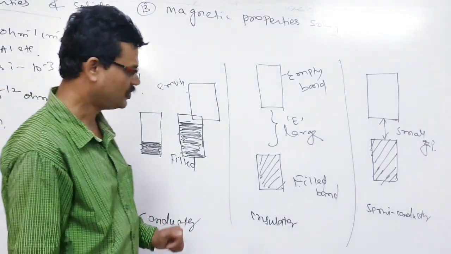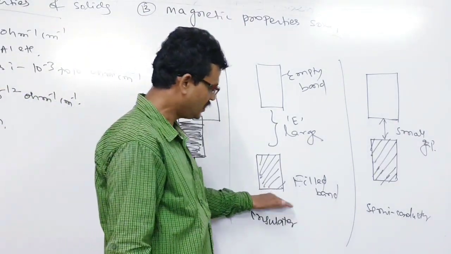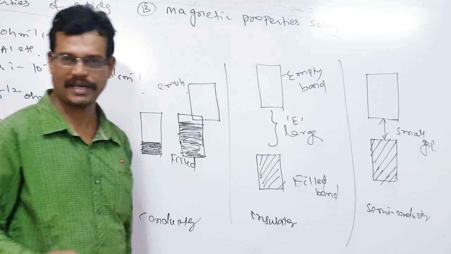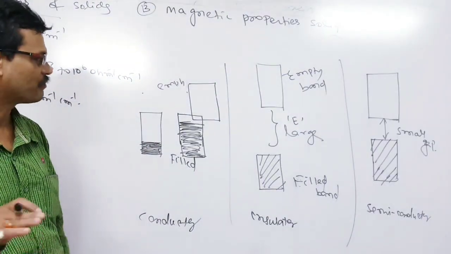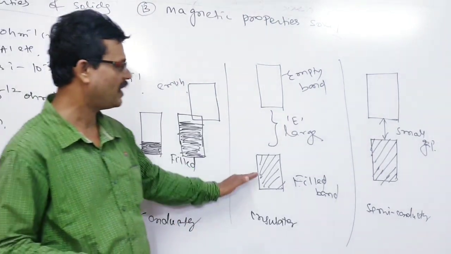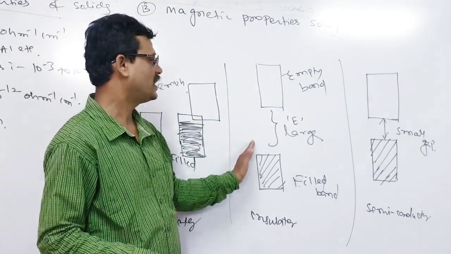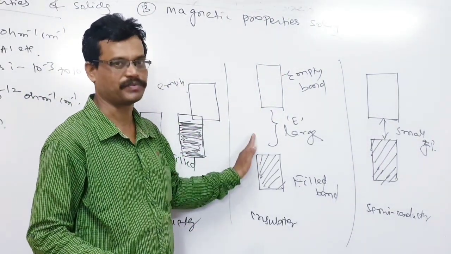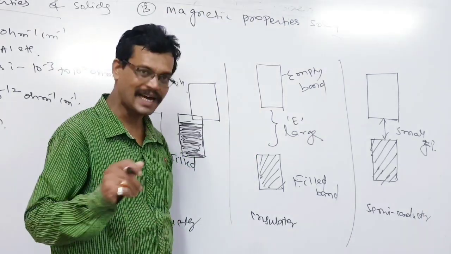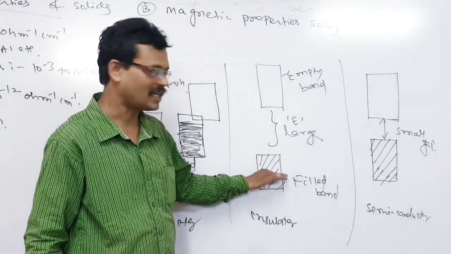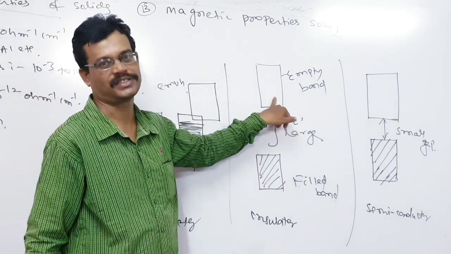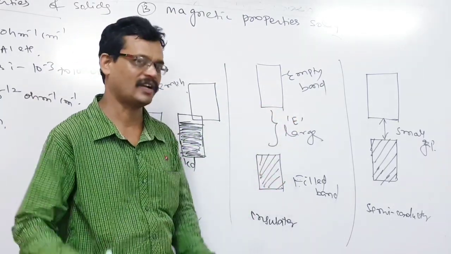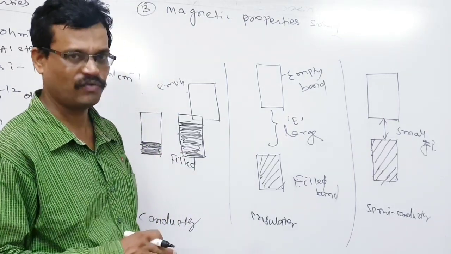Okay. Now you see, if you come to the insulators, where no current flows, or if it flows, it is to a very negligible extent. Here the filled band and empty band are separated by a very large gap. Due to this large gap, what happens? The electrons in the filled band cannot move to the empty bands. Hence, the electron cannot jump and the current cannot flow.